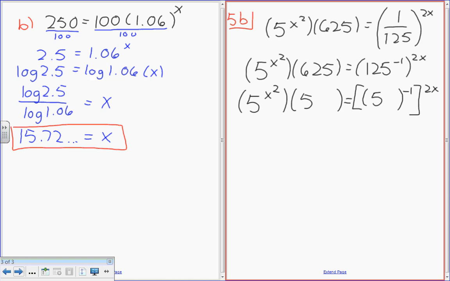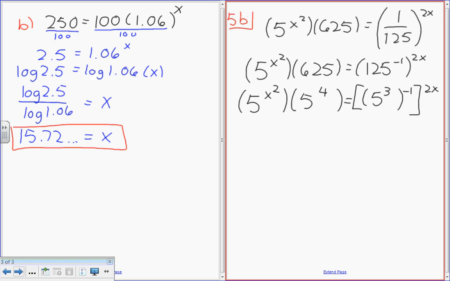Okay, so I'm going to change 625 to be 5 to the something, and then 125 to be 5 to the something. 625 is going to be 5 to the what, please? 5 to the 4, good. And 125 is going to be 5 to the 3. Okay, good. All right, now this is still looking not perfect yet.